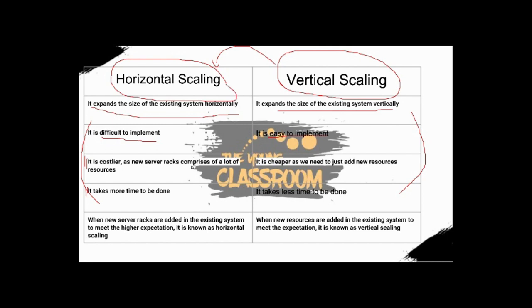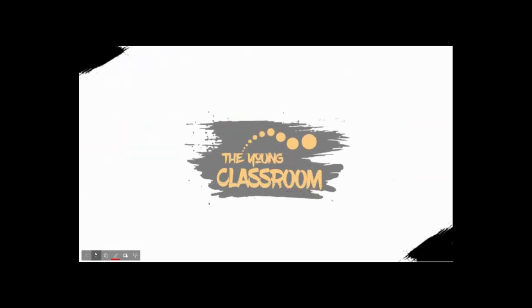Of course, you can easily start from horizontal scaling in today's era by using services like AWS and Azure, but just for instance, if you are starting anything from scratch.